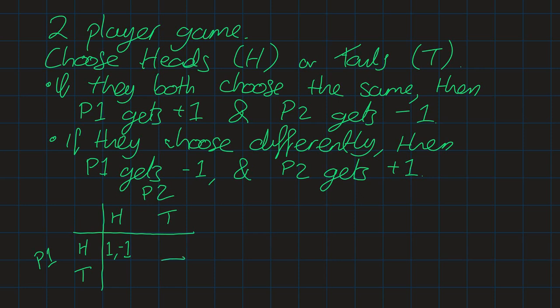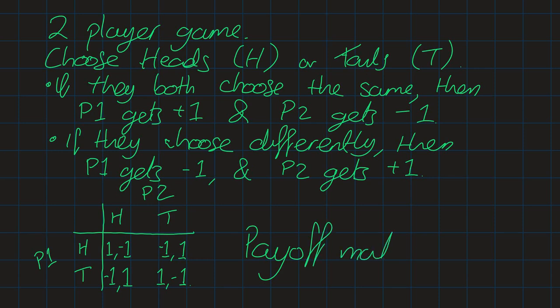If we choose this entry here, heads, tails, in this case they chose differently. So player 1 gets -1, and player 2 gets +1. This one here, they chose differently, so player 1 loses a point, player 2 gets a point. Finally, tails, tails, they both chose equally, so player 1 gets a point, and player 2 loses a point. This is the payoff matrix for this game here. Okay, and that's it for this example, and it's it for this video.